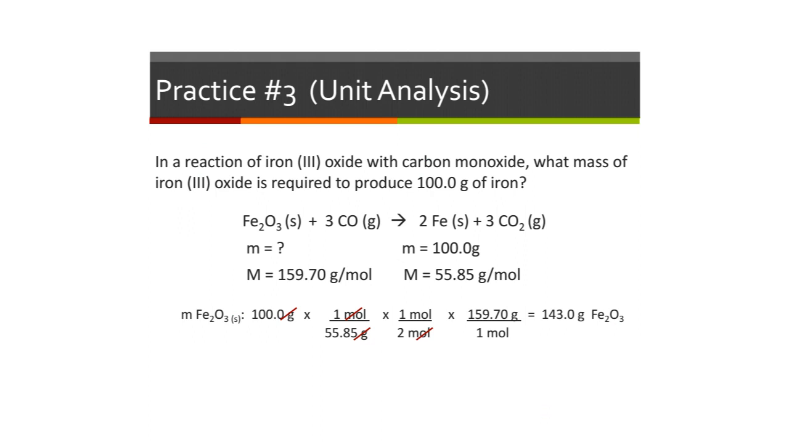Let's try another example with our unit analysis. In a reaction of iron(III) oxide with carbon monoxide, what mass of iron(III) oxide would be required to produce 100 grams of iron? So the first obstacle is to come up with a balanced chemical reaction.